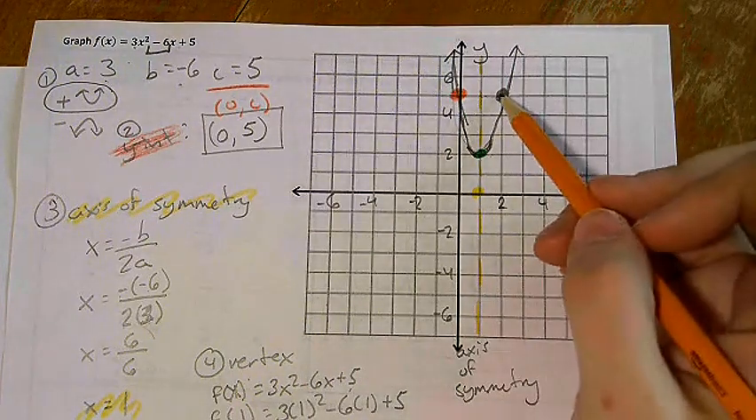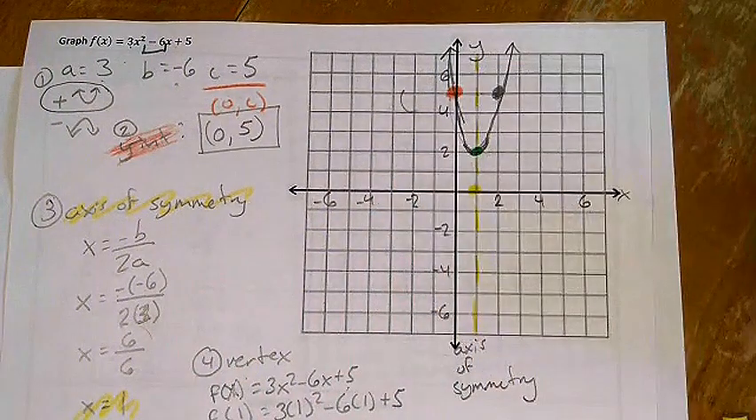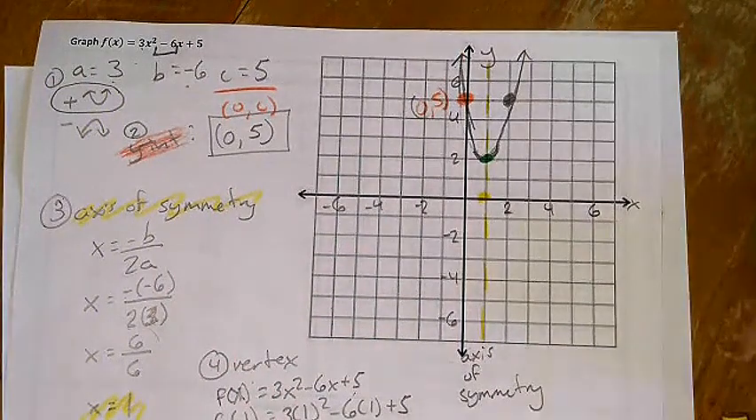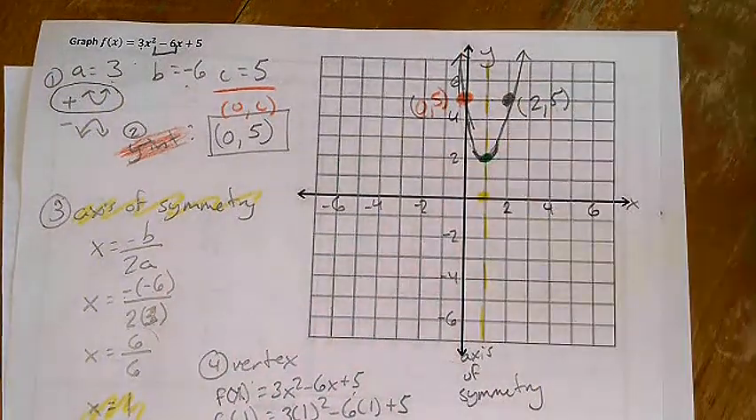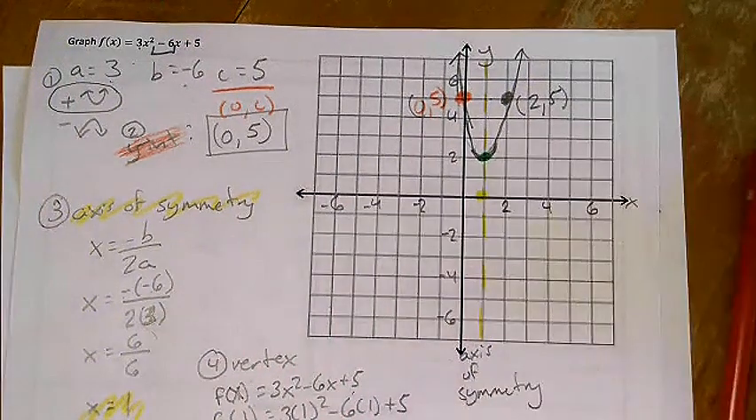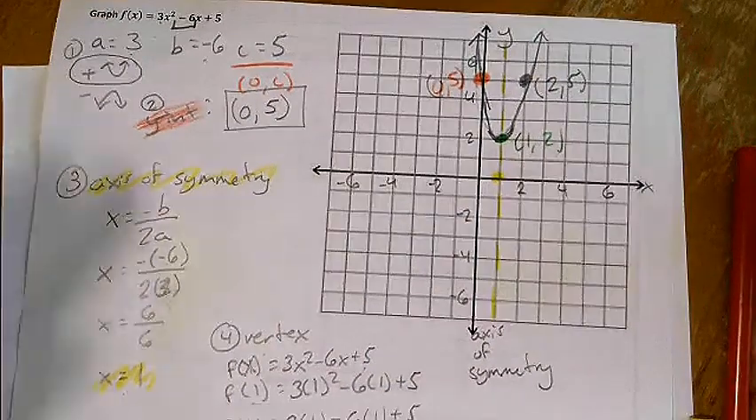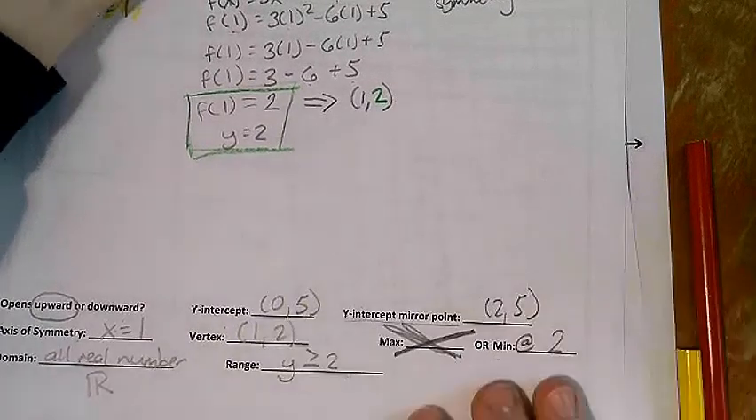So then we have to ask ourselves, what is this point? We know that our y-intercept is at 0, 5. We reflected it, and our new point is at 2, 5. And our vertex, we already said, was 1, 2. So down here, the last thing I'm going to write in is what my y-intercept mirror point is, and that we said was 2, 5.